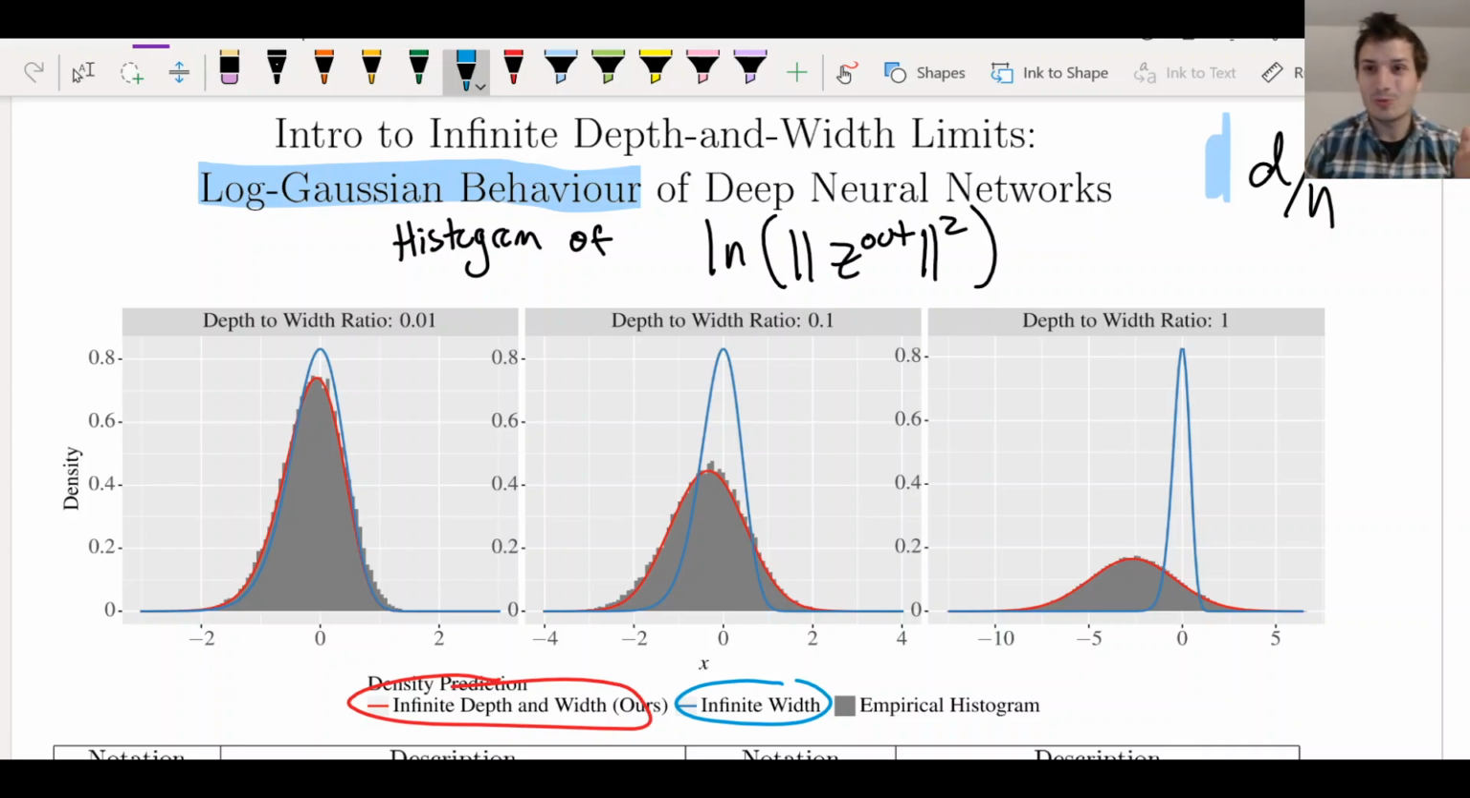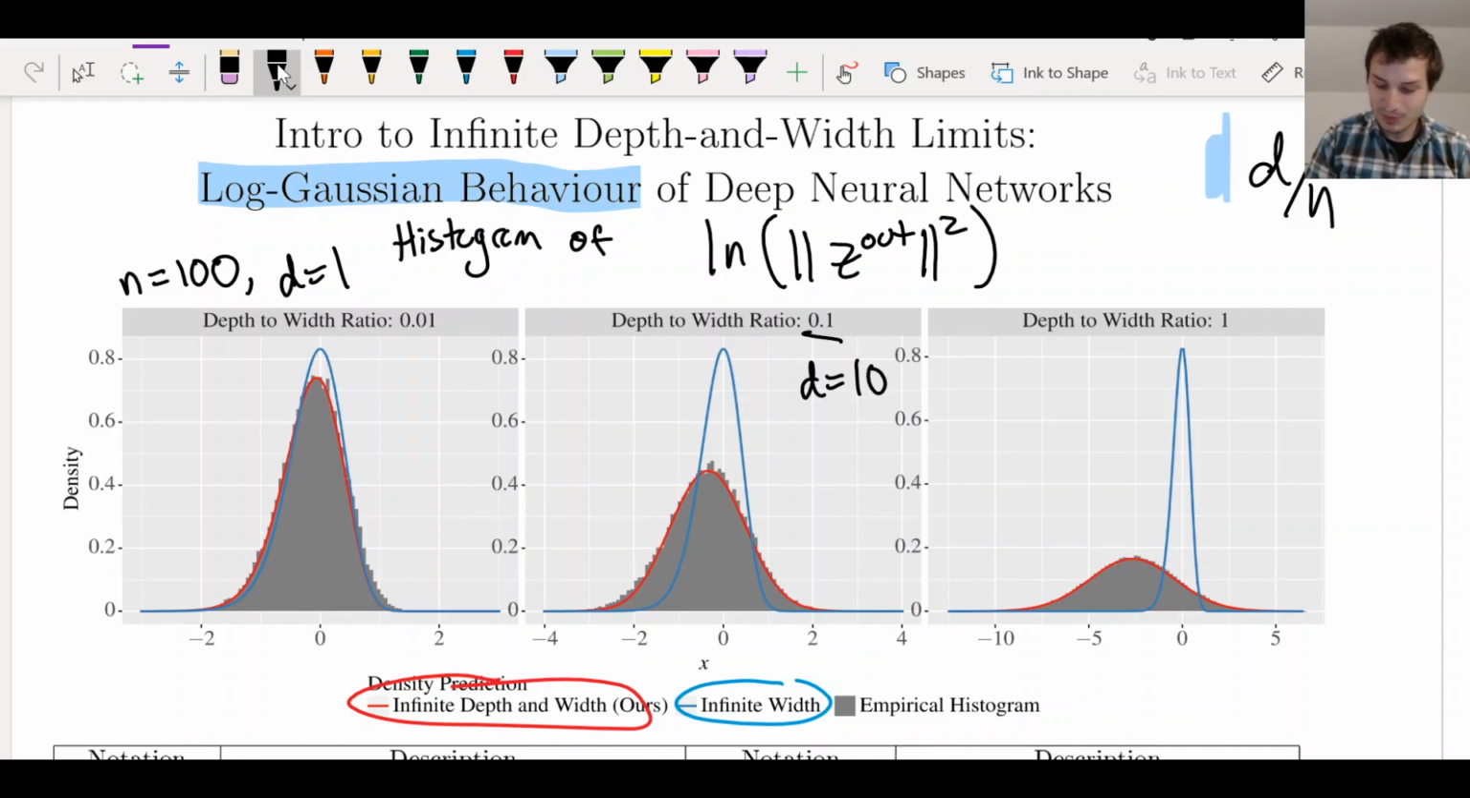So here are three different types of networks. Actually, all networks have 100 neurons in each layer, so they're 100 wide. In the first one, it's only one layer deep, so d equals 1. In that situation, the infinite width limit and the infinite depth and width limit are not too far apart, so it's pretty good there. But in this one, the depth to width ratio is 0.1, so this is 10 layers deep. And in this one, it's 100 layers deep, so that's a very deep network.